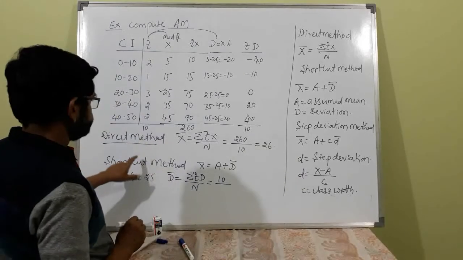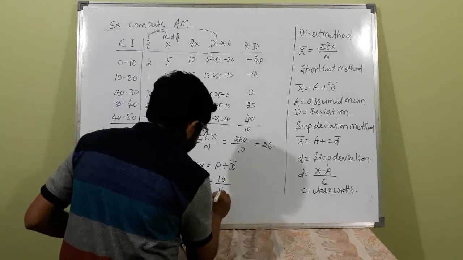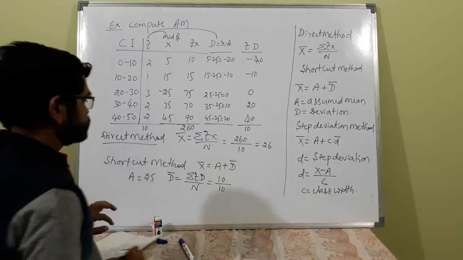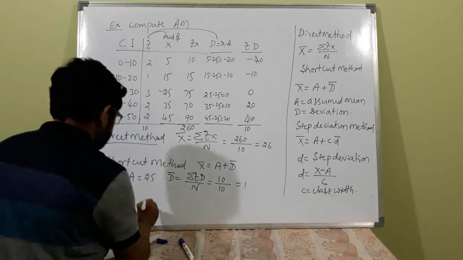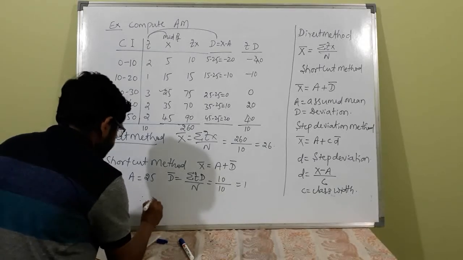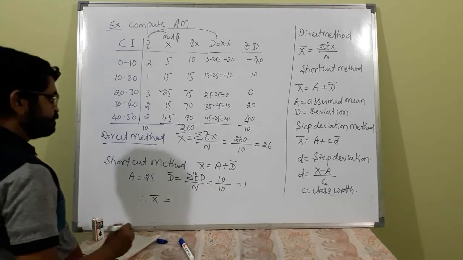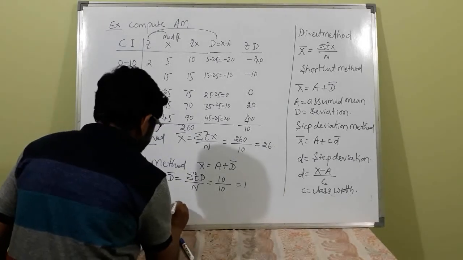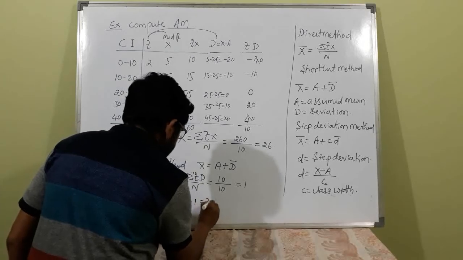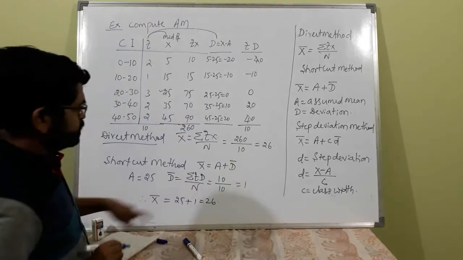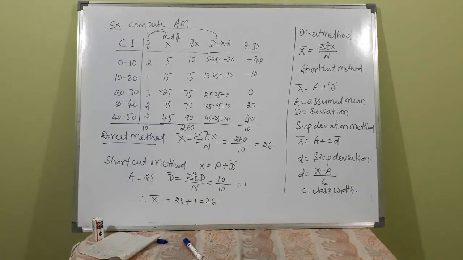And this n is also 10. So d bar is 1. Therefore x bar arithmetic mean is equal to a plus d bar. A is 25 plus 1 is equal to 26. You got the same answer, isn't it?